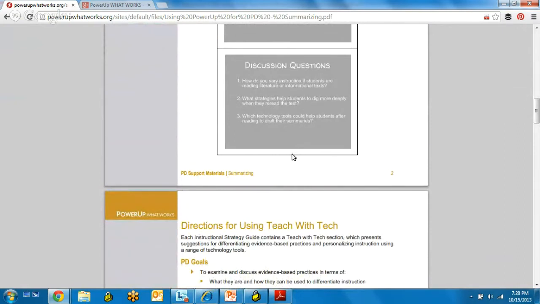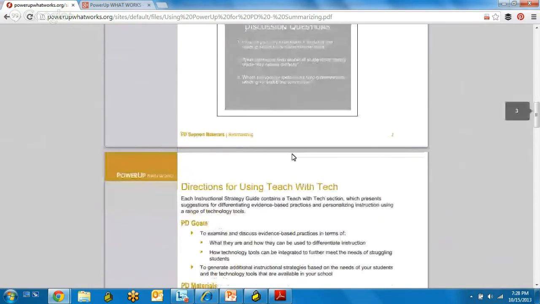Or you might want to use it as a Google chat. Or you might want to use it in other ways that you collaborate virtually or in person with your colleagues. Then we have directions and suggestions for using Teach with Tech. Again, we have what would be the goal in doing this.